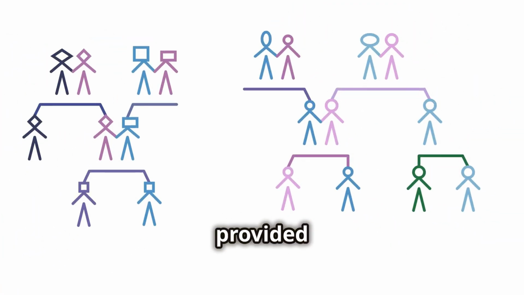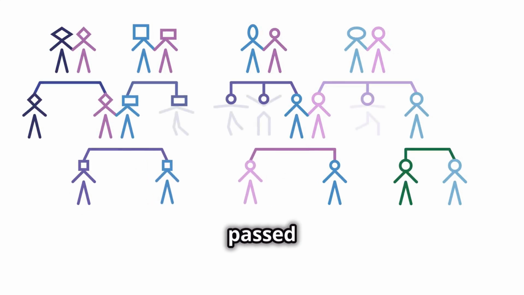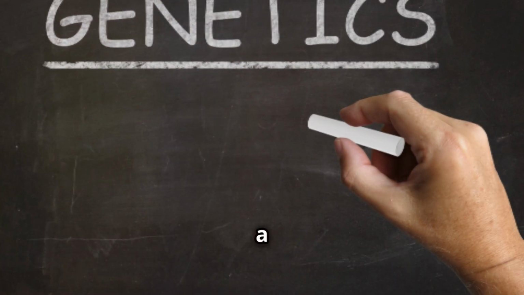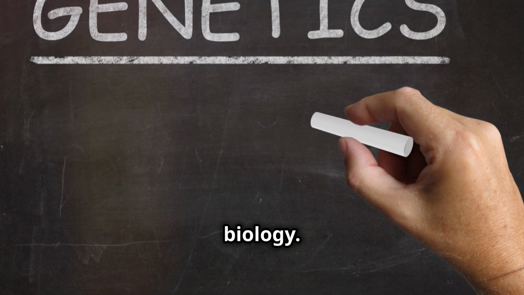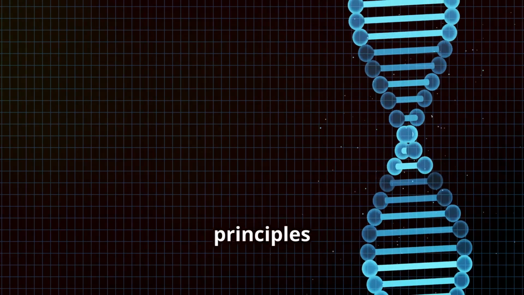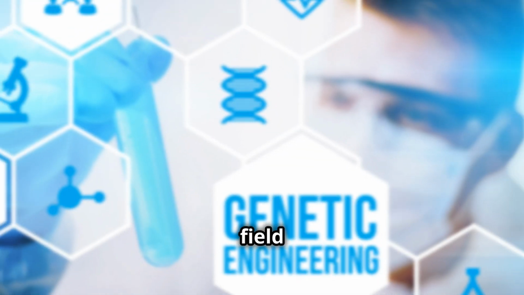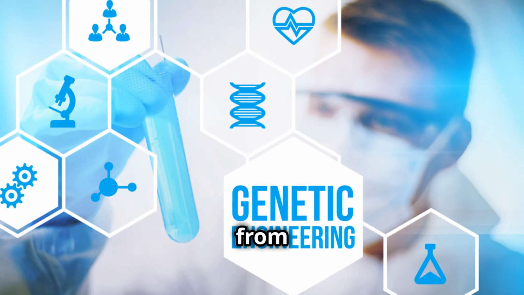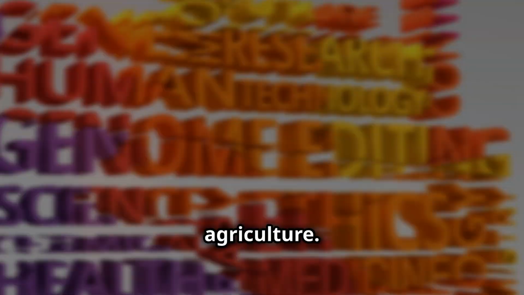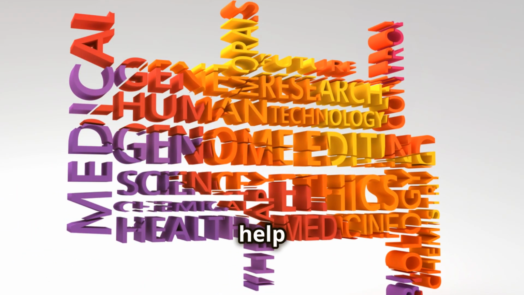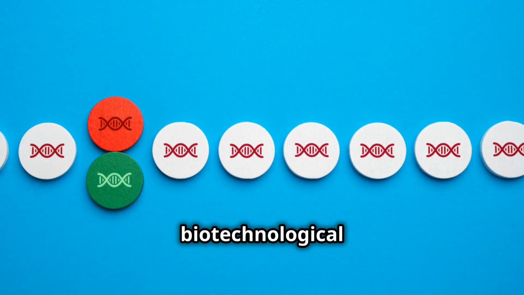His findings provided a clear explanation for how traits are passed down through generations, which was a massive leap forward in the field of biology. Today, Mendel's principles form the backbone of genetics, a field that's crucial for everything from medicine to agriculture. Understanding these basic concepts can help us grasp more complex genetic phenomena like genetic disorders and biotechnological advancements.